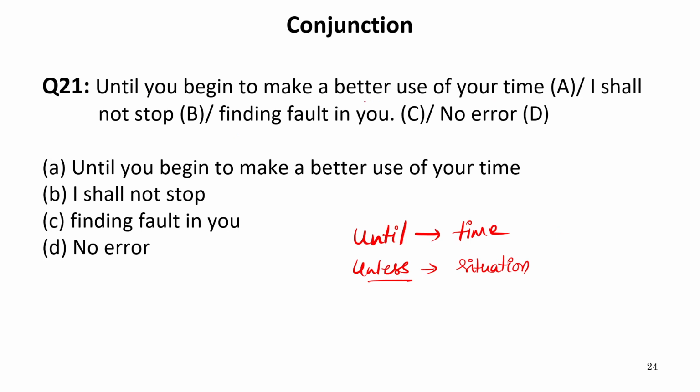Now, until you begin to make a better use of your time. Tell me whether there is any time to make a better use of our time. No, there is no time for this. Therefore, we have to use unless, not until, because it is not time bounded. Therefore, our error is in part A. So our answer is A, in which this until should be replaced with unless. Unless makes the sentence sense-wise complete. Now let us move to the next one.